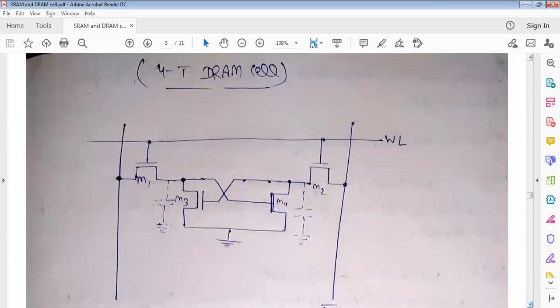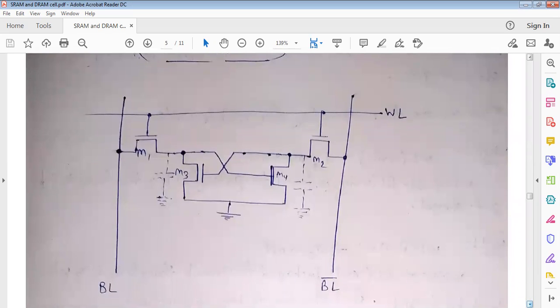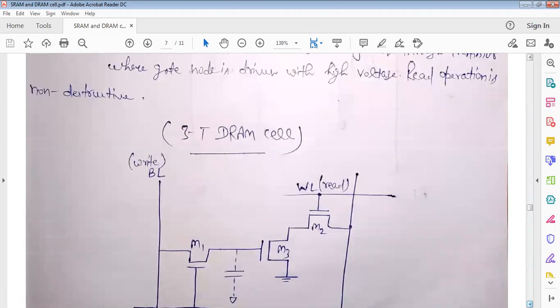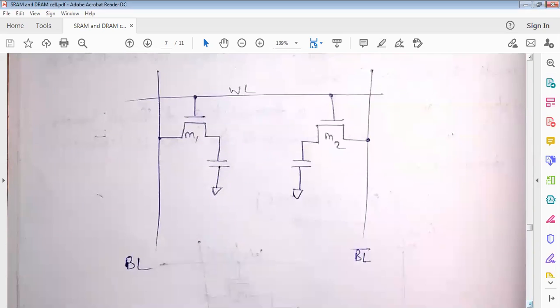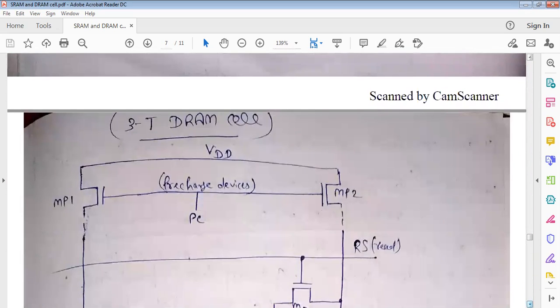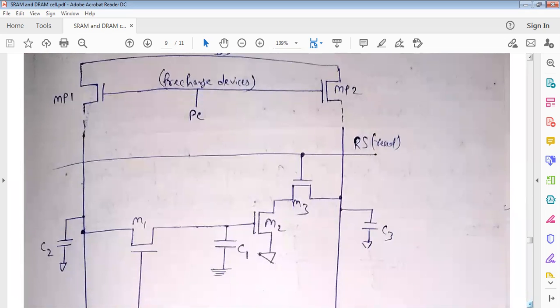Now this is the 4T, 4 transistor DRAM cell. In the case of the 4 transistor DRAM cell, these are the parasitic capacitances that you can see. Depending upon the charging and discharging of these parasitic capacitances, we interpret the stored data as 1 or 0. The operation of this is pretty much simpler, so I am not discussing that. I will particularly discuss the 3 transistor DRAM cell, and this is the 3 transistor DRAM cell. I will discuss it in detail.